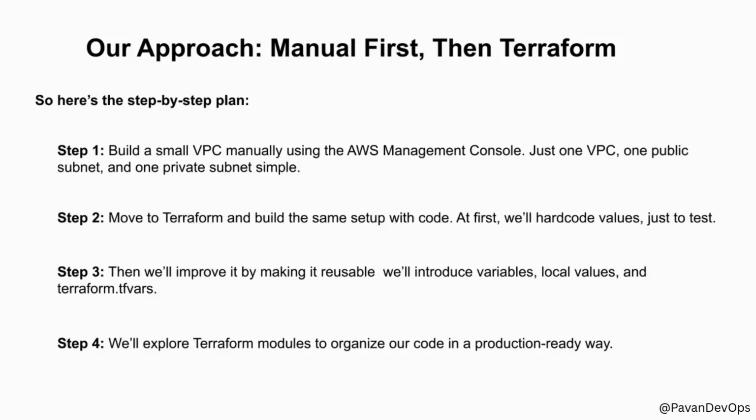So our approach is this. In the first step, we will build a small VPC manually using the AWS Management Console. Just one VPC, one public subnet and one private subnet. By this step, we will understand how to create a VPC manually using the AWS Console. In the next step, we will move to Terraform and build the same setup with code. At first, we will hardcode the values just for testing.